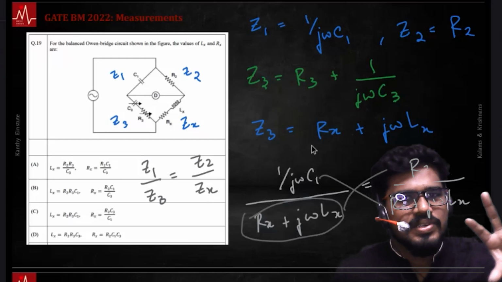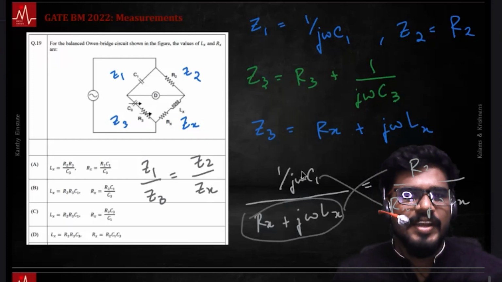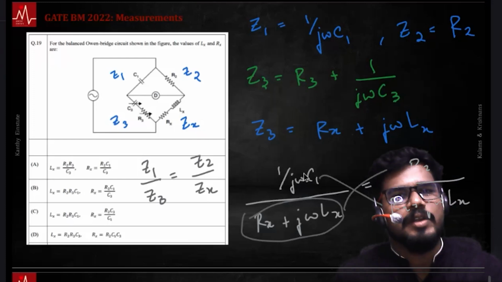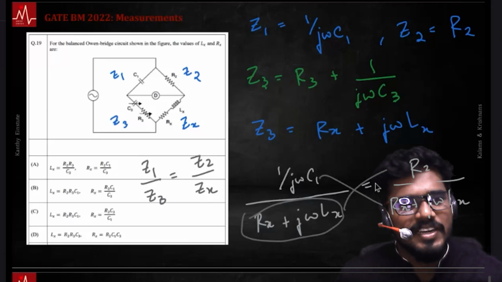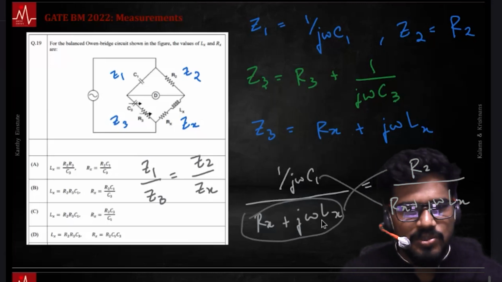So instead of simplifying LHS into real and imaginary, and RHS into real and imaginary, we'll do one small, smart thing here. Just quickly multiply these two things.